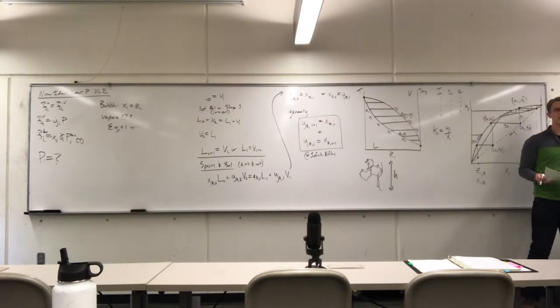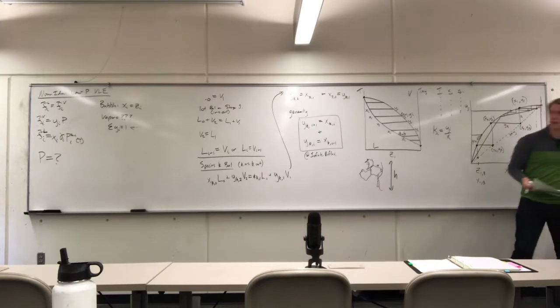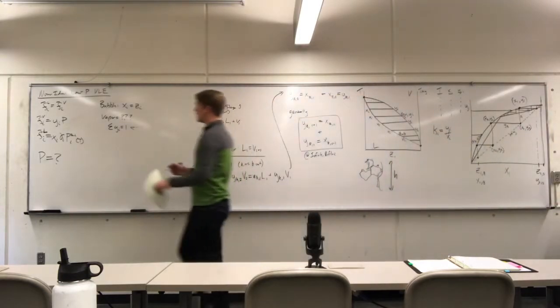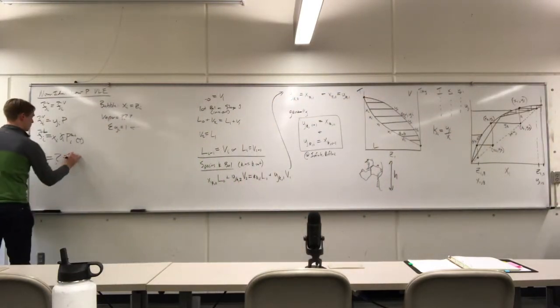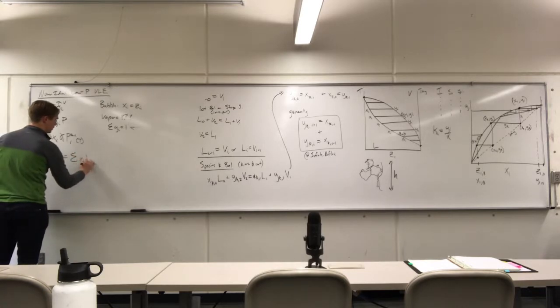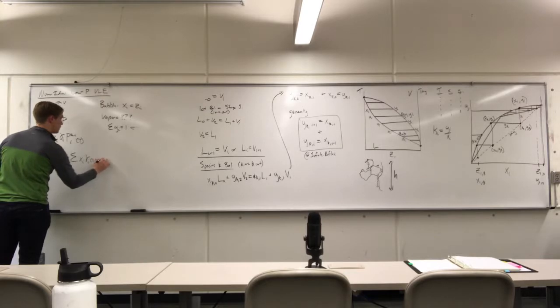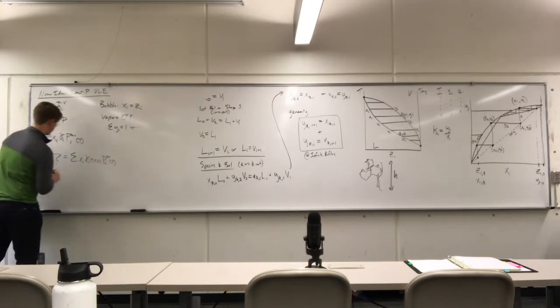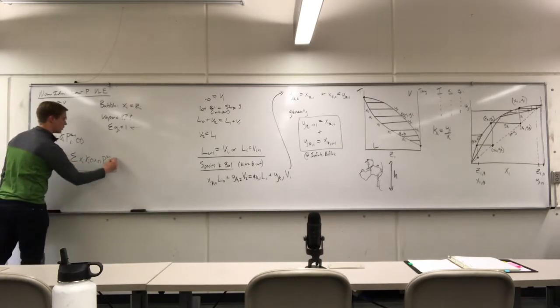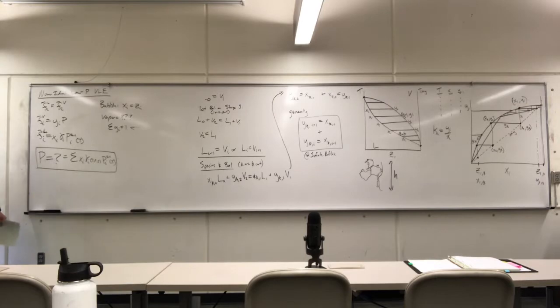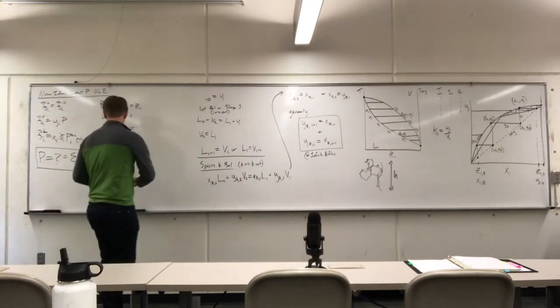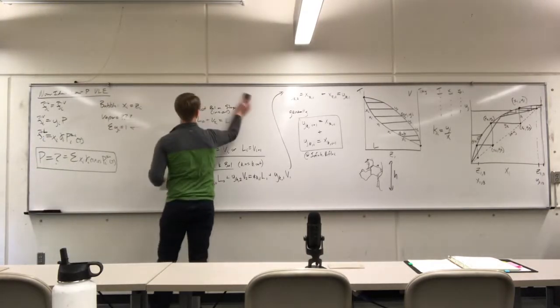Who's got it? Most everyone. Okay, good. It is going to look exactly like the ideal scenario, except we're just going to throw in an activity coefficient. This is going to be our gateway into non-ideal vapor-liquid equilibrium. I have a question.